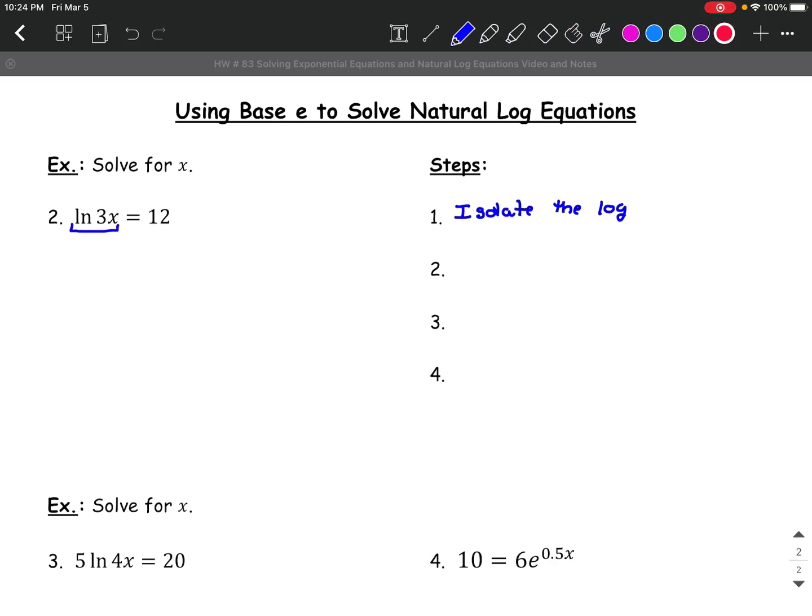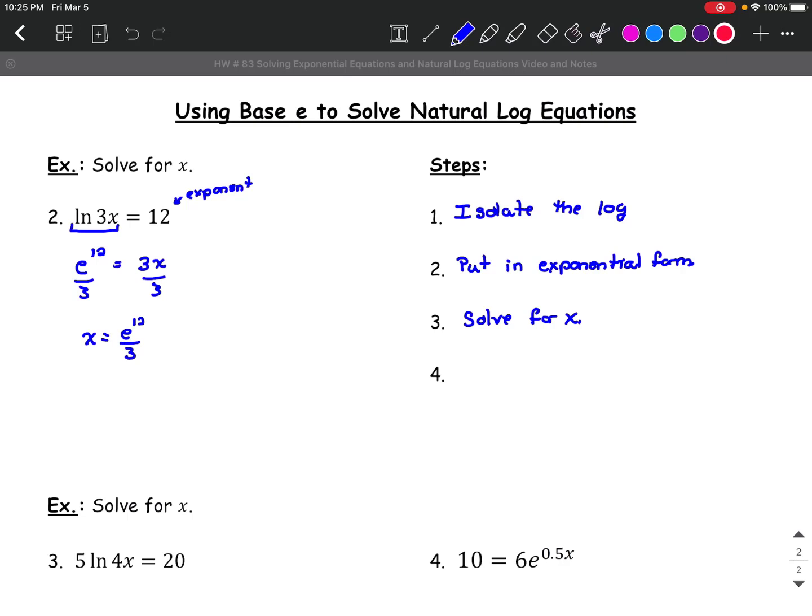So again, the natural log of 3x is all by itself on the left-hand side of the equation. So that's good. Now we're going to change the form. We're going to put this in exponential form. So the base on a natural log is e, okay? And remember, this is the exponent because a log is an exponent, so it's always equal to the exponent. So e to the 12th is going to equal 3x. Now you solve for x. So in this case, we're going to divide by 3, and we have x equals e to the 12th over 3.